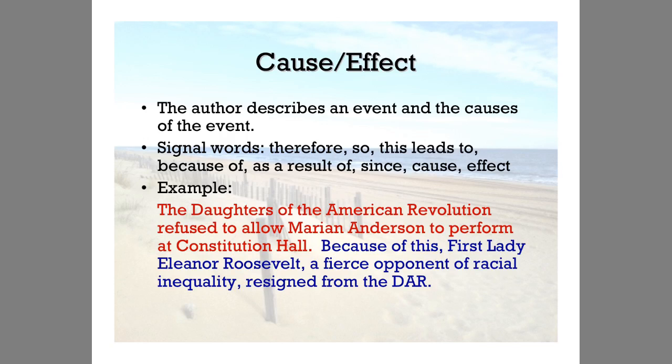Here's an example. The Daughters of the American Revolution refused to allow Marian Anderson to perform at Constitution Hall. Because of this, First Lady Eleanor Roosevelt, a fierce opponent of racial inequality, resigned from the DAR. So the cause is that the DAR did not let Marian Anderson, who was a very famous African-American singer, perform at the Constitution Hall, and the effect is that Eleanor Roosevelt thought that was wrong, so she resigned from the DAR. So we can see this strong relationship there between cause and effect. And I use the signal term because of to signal the relationship between these two events.